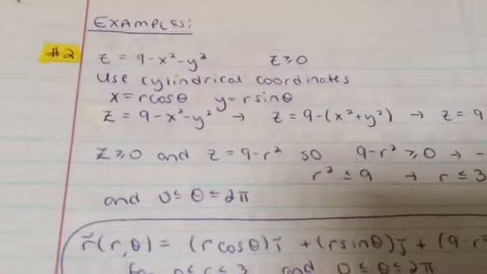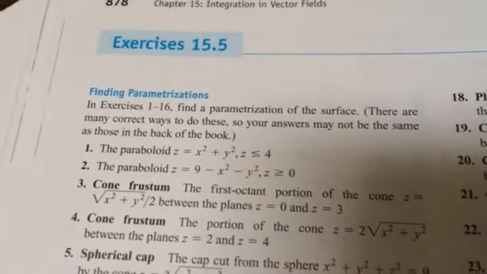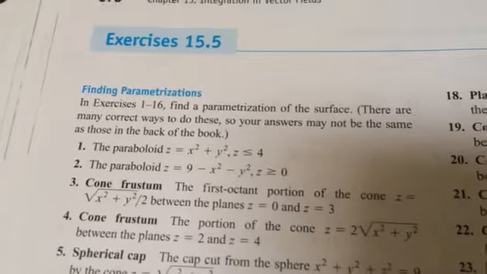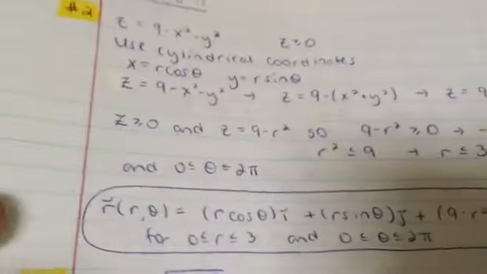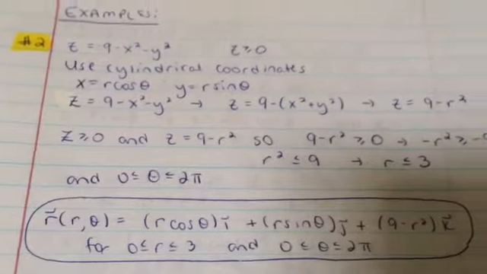So let's look at some examples. We're going to start with number 2. Number 2, I guess it's helpful if I read the directions. Page 878. Find a parameterization of the surface. So when you do a parameterization, you have to have the function, but then you also have to have the bounds, or the restrictions on the variables, however you want to think about it.